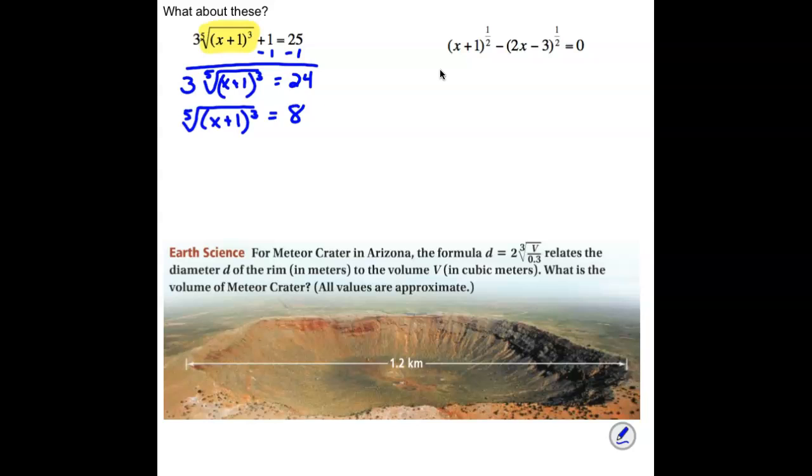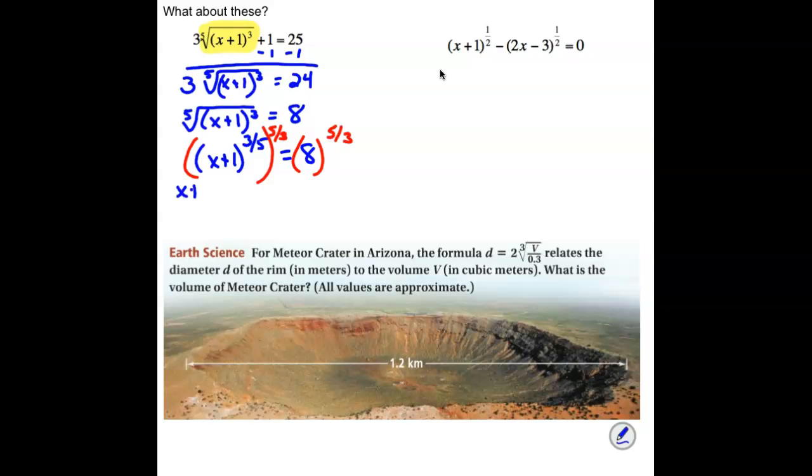Now, the way it's written, we are taking a 5th root and we are cubing it. So it's really the same as this. We really have a 3/5 power there. We're cubing and we're 5th rooting. And to undo that, we have to use the reciprocal power. So we're going to raise both sides to a 5/3 power.